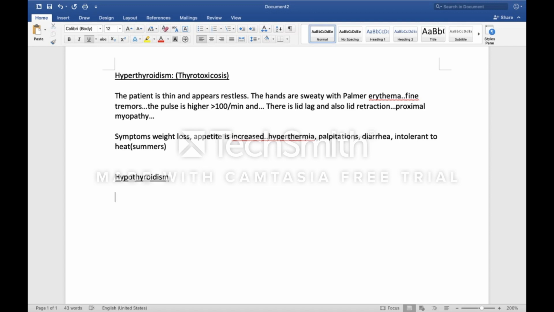On the other hand, hyperthyroidism patients lose weight, whereas hypothyroidism patients gain weight. Simply, when you check their BMI, you will find that it is raised.